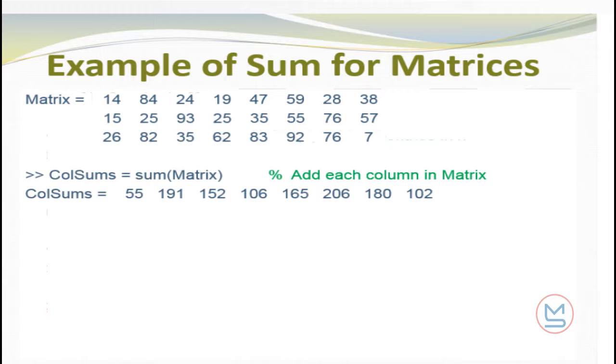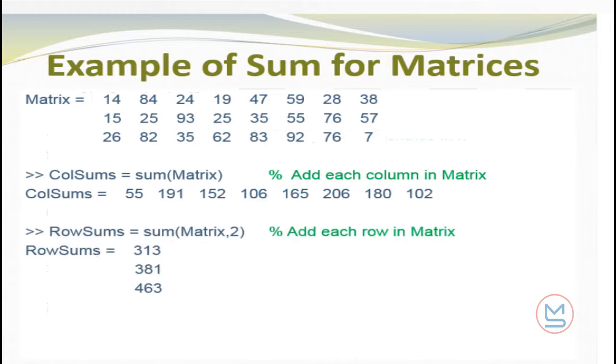So let's take a look at how sum works for matrices. Okay, for matrices, if I take the sum of a matrix, this is actually going to go down all of the columns and produce a vector of the sums of all of the columns. If for some reason I would prefer to add the rows together, I can do that by adding a second input argument into the function sum. So I can do sum of matrix comma 2, and that will then sum the rows rather than summing the columns.